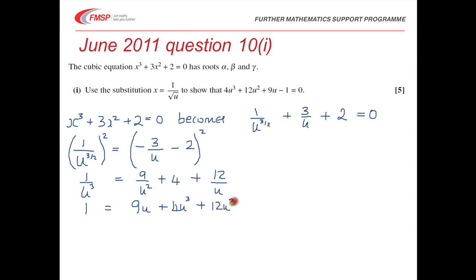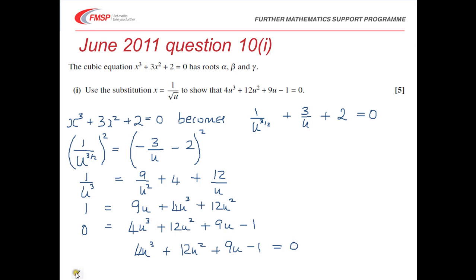And you should see that it's starting to look right. So all I'm going to do now is take that 1 across and write the 4u cubed first. Then we have a 12u squared, we have a plus 9u, and now we have a minus 1. And so we have got the answer that we were required. So we now know that 4u cubed plus 12u squared plus 9u minus 1 is equal to 0.